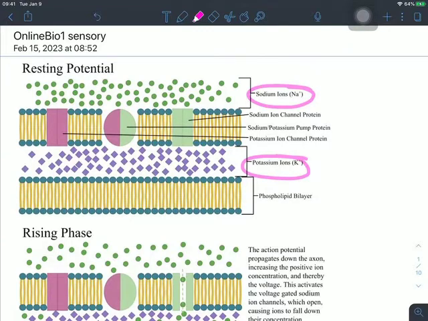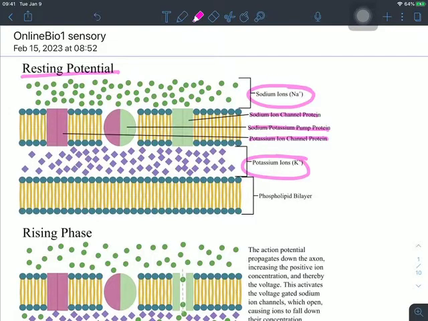In order to send a signal from this resting potential, we'll need three different players: the sodium ion channel, the sodium-potassium pump, and the potassium ion channel. So two proteins that are specific to each ion, and then one that does the pumping afterwards to reestablish this resting potential.